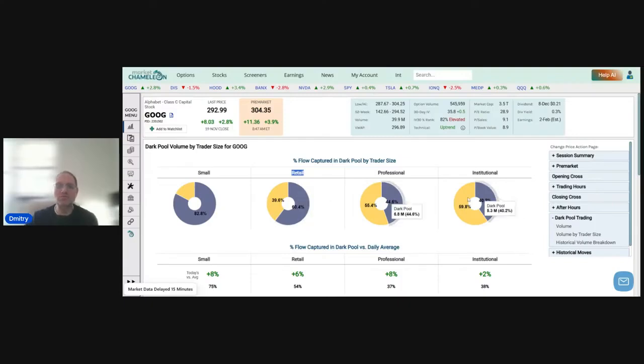So as we go up in price, here's professional. You can see now we got a little bit less, and then the really high institutional, even less than that. 60% end up going to the lit exchanges, and the way the orders usually flow is they go through the dark pool, and then if they can't get executed in the dark pool, they go to the lit exchanges.